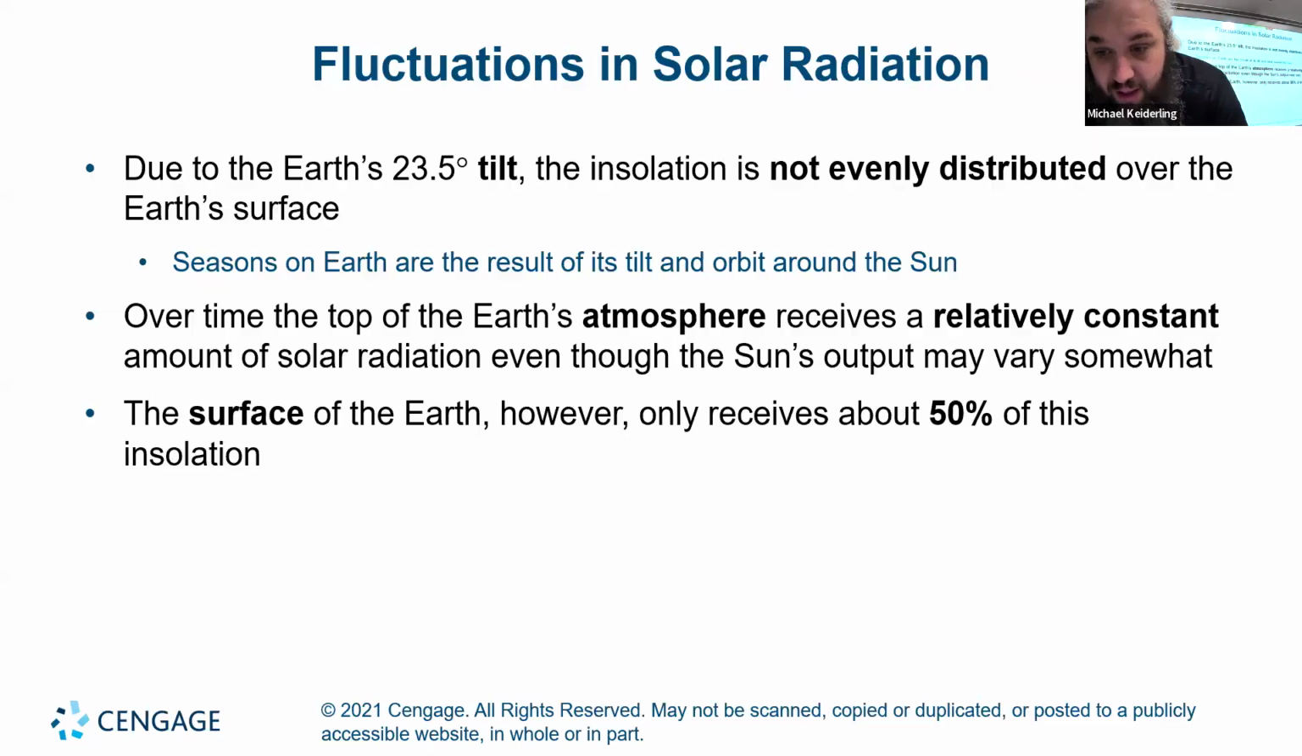On Earth, over time, the top of the Earth's atmosphere will receive a relatively constant amount of solar radiation, even though the sun's output might vary a little bit. The sun's output doesn't vary a lot. If it varied a lot, everything on Earth would die. So it's pretty stable. The surface of the Earth, however, only receives about half of the insolation. About half of it gets absorbed or reflected away.